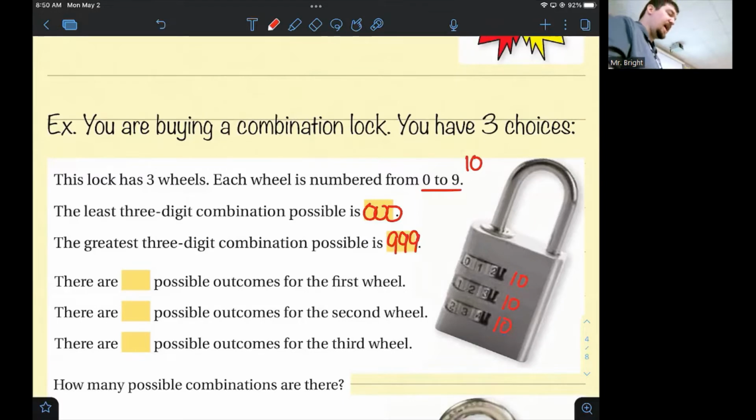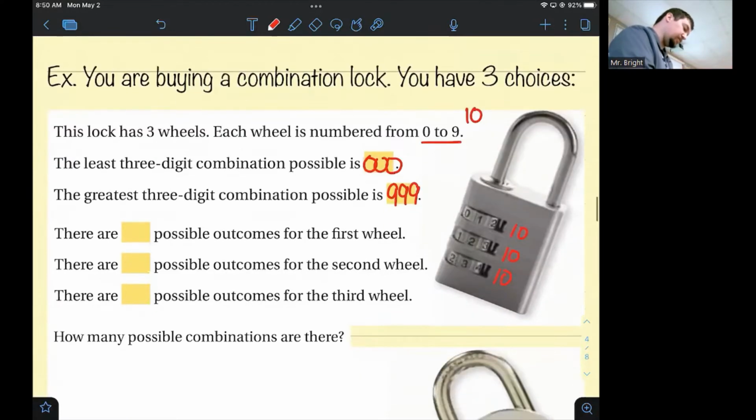Yeah, 999. How many different numbers are from 0 to 999? 1,000, because you have to count 0. So from 1 to 999 is 999. Add the 0 option or the 000 option, and that's going to be 1,000 different ways. And there's an easier way to do that. Didn't you say there was 10 options on each wheel? What are we supposed to do with the 10, the 10, the 10? That's right. 10 times 10 times 10 is 1,000 different combinations.